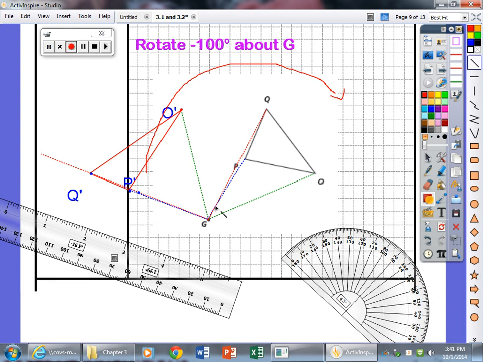Okay, so now go to your book and go to page 123 and 124, and I want you to do problems 1, 3, and 6.